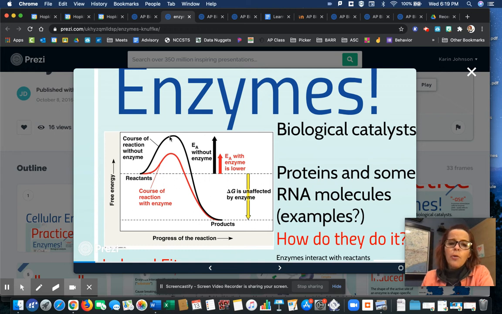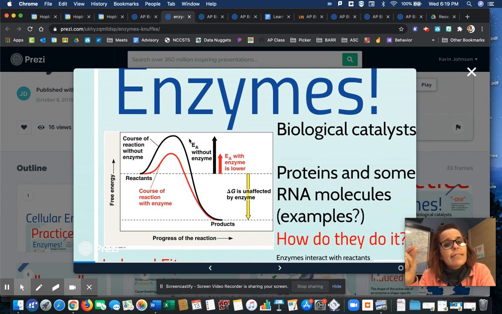Under normal circumstances, you put in X amount of energy to get that reaction to occur. But in the presence of a catalyst or an enzyme, you can put in less energy and the reaction will occur. And that's the benefit. It allows reactions to happen sometimes millions of times faster than they would under normal circumstances.